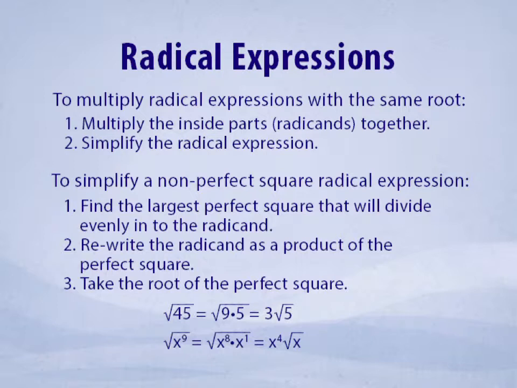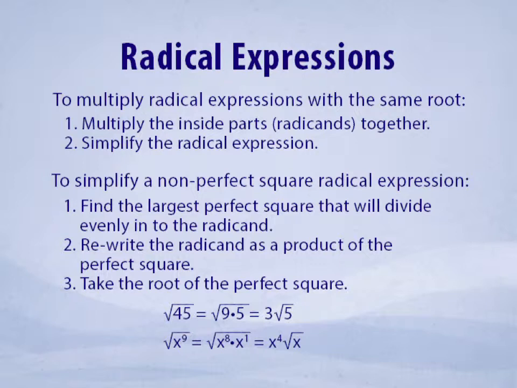Our next example is the square root of x to the 9th. Remember, we don't see our index with this radical, so the index is automatically 2. Because the index is 2, an even number, we will want to find the highest even exponent that we can use in x to the 9th. So we have the square root of x to the 8th times x to the 1st.